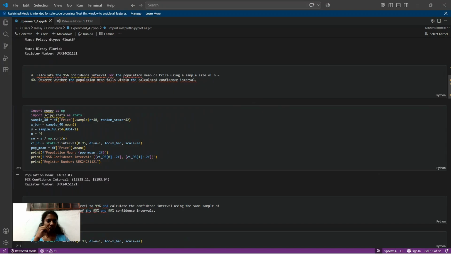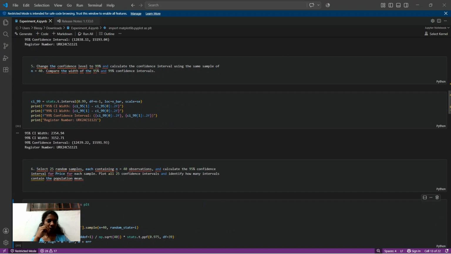Since we are going to calculate the observation with the population mean and confidence interval, we have given the formula, that is stats.t.interval with 0.95 and the other values. Then using the population mean and the confidence interval, we are going to print the population mean and the 95% confidence interval. The fifth question is to change the confidence level to 99% and calculate the confidence interval using this same sample of n equal to 40, and compare the width of the 95% and 99% confidence intervals.